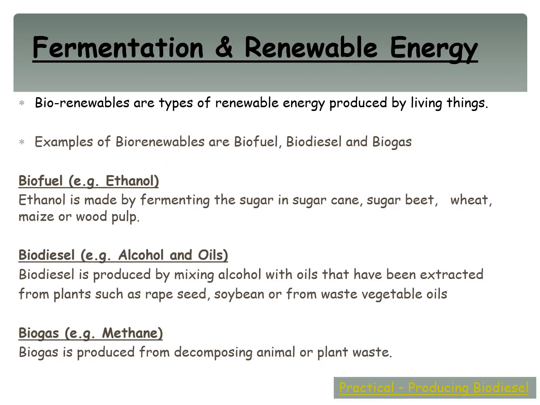So fermentation and renewable energy. So biorenewables are types of renewable energy produced by living things. So examples of biorenewables are biofuel, biodiesel, and biogas. So biofuel, e.g. ethanol. Ethanol is made by fermenting the sugar in sugarcane, sugar beet, wheat, maize, or wheat pulp. Biodiesel, so e.g. alcohol and oils. So biodiesel is produced by mixing alcohol with oils that have been extracted from plants such as rapeseed, soybean, or from waste vegetable oils. And then biogas, e.g. methane. So biogas is produced from decomposing animal or plant waste.